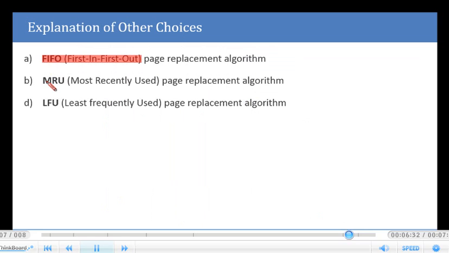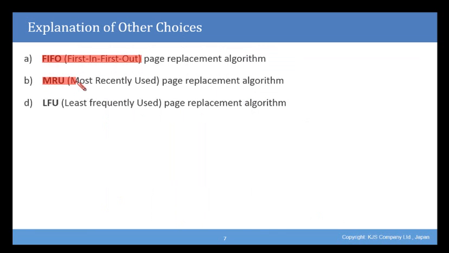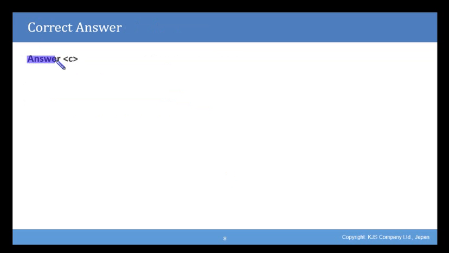So the other choices we had in the example: A was describing a first in, first out page replacement algorithm. B was describing an MRU, or most recently used, page replacement algorithm, and D was describing the least frequently used, or LFU, page replacement algorithm. So here we can see our answer is C. And what we've analysed here is different types of page replacement algorithms, and also had an in-depth look at the least recently used page replacement algorithm and how memory would look if we performed a page lookup.